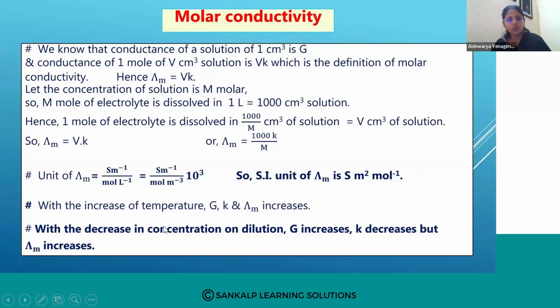With the decrease in the concentration on dilution, G increases, conductance increases. What happens on dilution, we'll see it one by one in our next point. On dilution, ions are more in number. K decreases, conductivity decreases, because concentration decreases, but molar conductance will increase. Now this particular point we are going to see. How the conductivity varies with molar conductance is what we are going to talk about now.